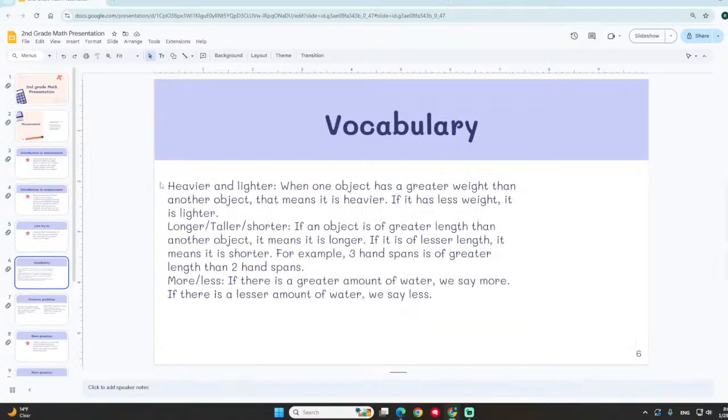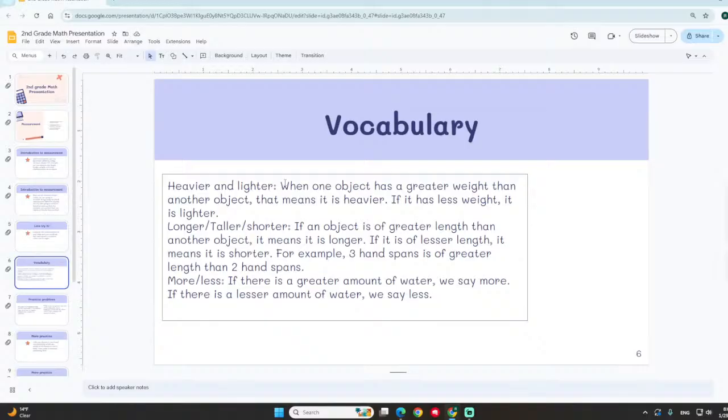So let's go through some vocabulary. First terms are heavier and lighter. When one object has a greater weight than another object, that means it is heavier. If it has less weight, it is lighter. If an object is longer or taller or shorter, these are also other measurements. If an object is of greater length than another object, it means it is longer. So your desk is longer than your notebook because it's of greater length. The length is more. If it is of lesser length, it means it is shorter. For example, 3 handspans is of greater length than 2 handspans.